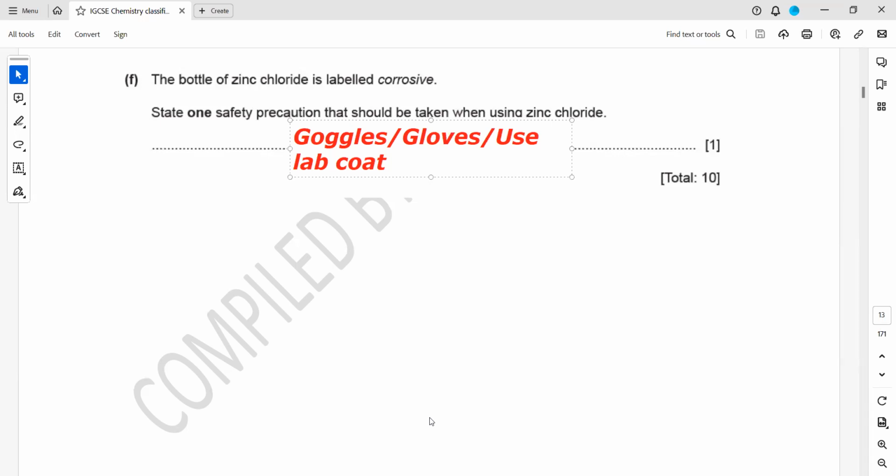So we are using tongs to hold. That's fine, but it's a bottle. You have to handle a bottle, so gloves are better than tongs. Tongs is acceptable, it's not wrong. So this was question 2 related to electrochemistry.